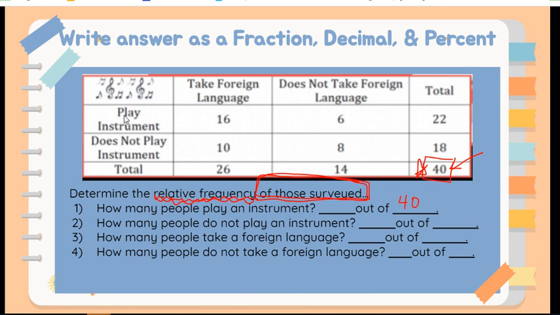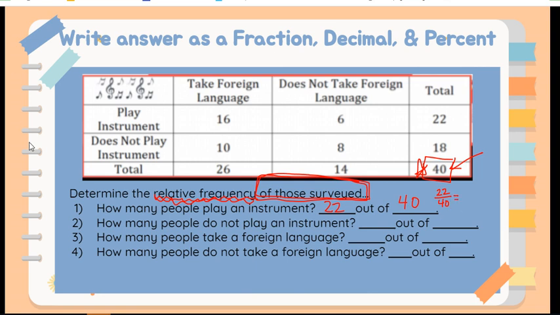So I come up to play an instrument. How many people play an instrument? Well, 16 take a foreign language and play an instrument, but 6 don't take a foreign language. So the total would be here, 22. So play an instrument, we have 22 out of 40. So, all right, let's write that as a fraction.